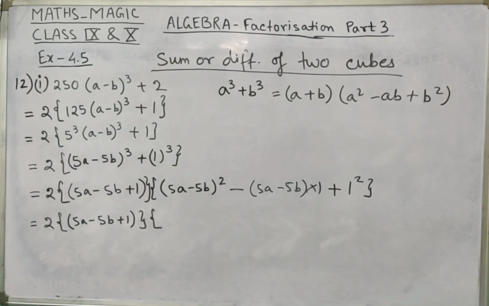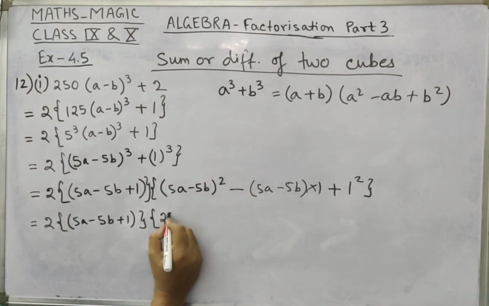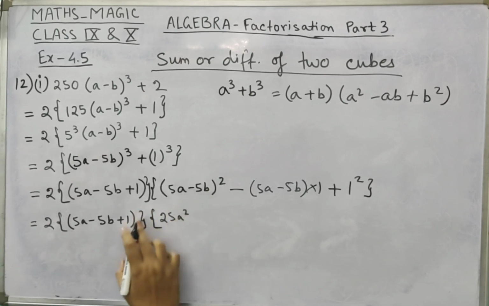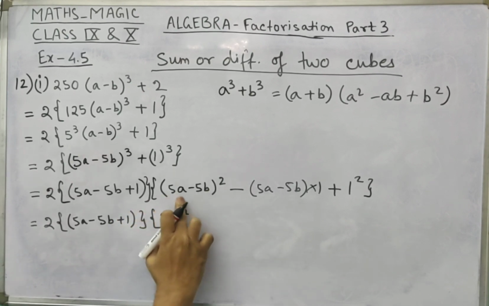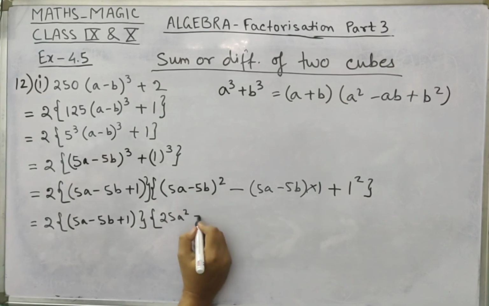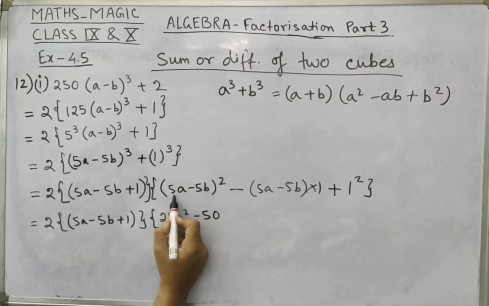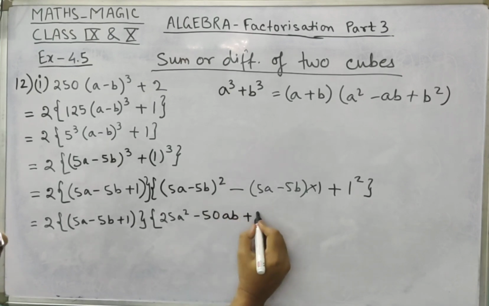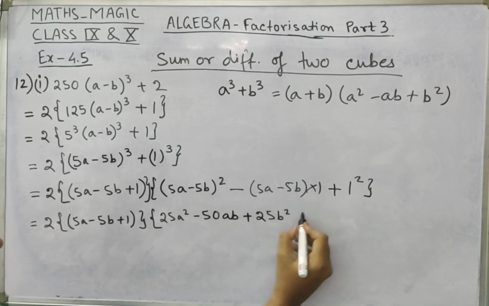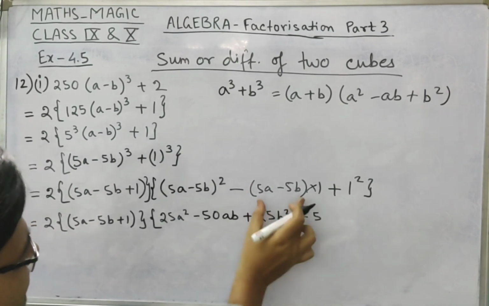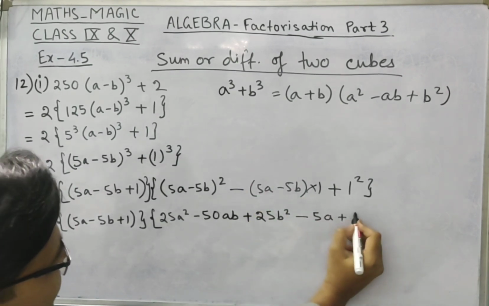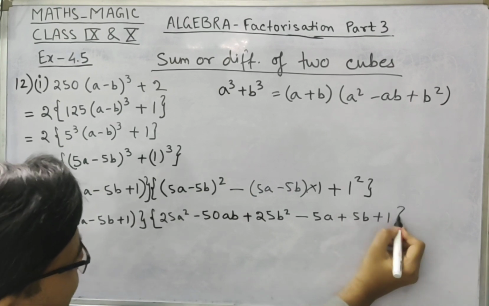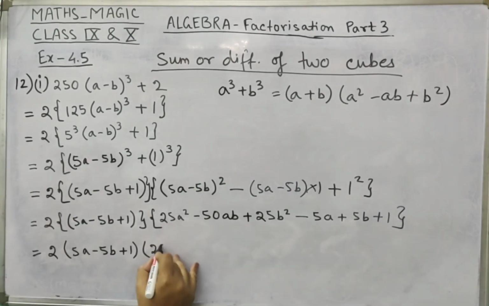This one I have to apply the formula (a minus b) whole square. So this will be 25a square minus 2ab. So minus 2 into this into this. So minus 50, 2 5s are 10, 10 5s are 50. ab plus B square. So 25b square. Then minus 5a, I'm breaking this one, plus 5b plus 1. This will be my final answer.